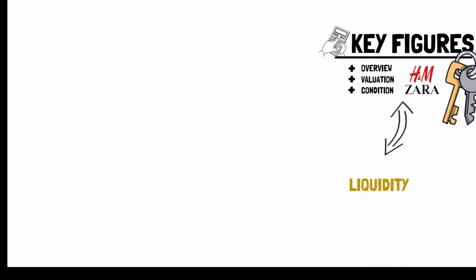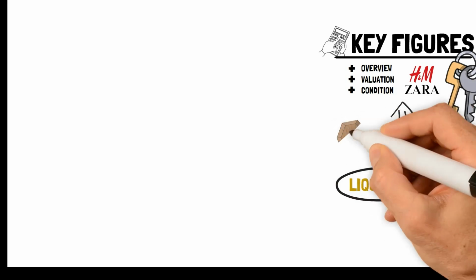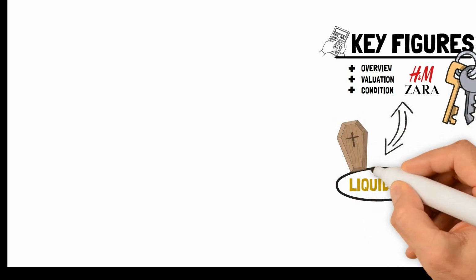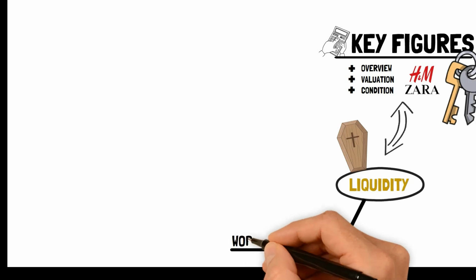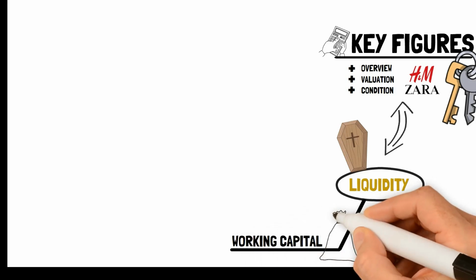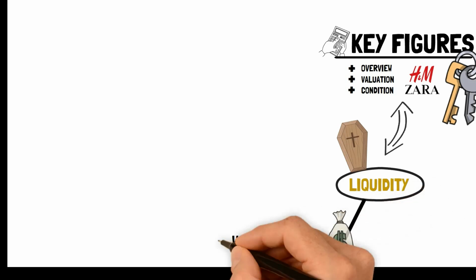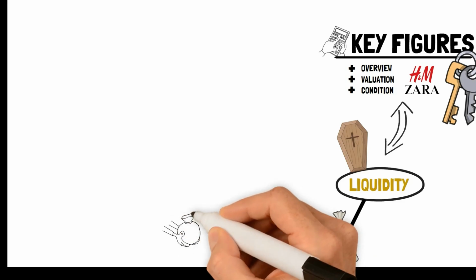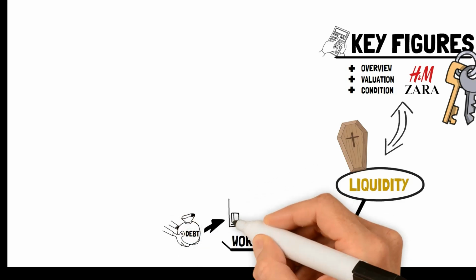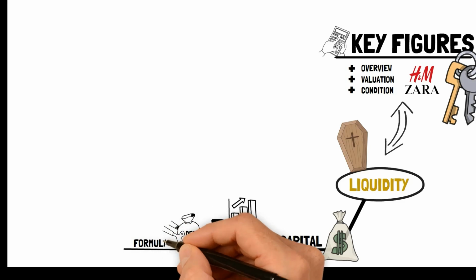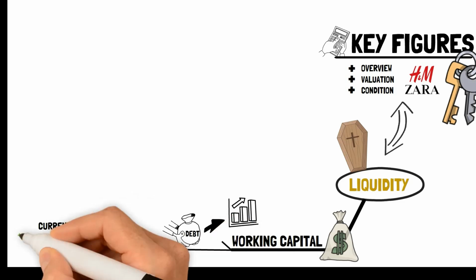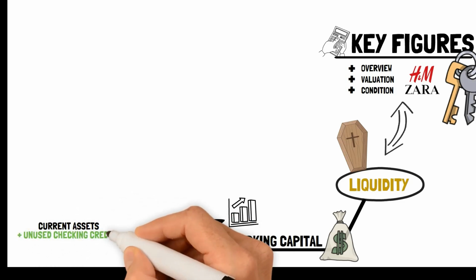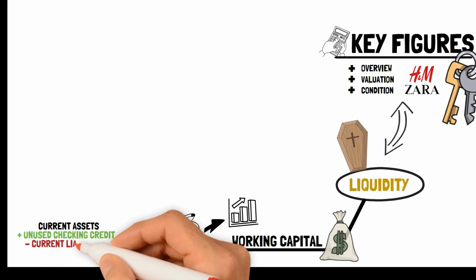Liquidity. Short-term ability to pay. The difference between money in and money out. Working capital. The capital to finance the day-to-day operations. It can also be used to see how well debt is used to create growth. It's equal to current assets plus unused checking credit minus current liabilities.